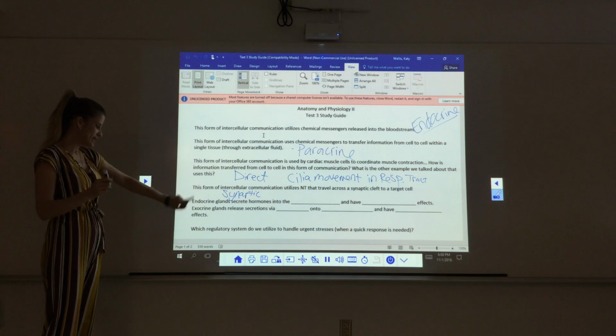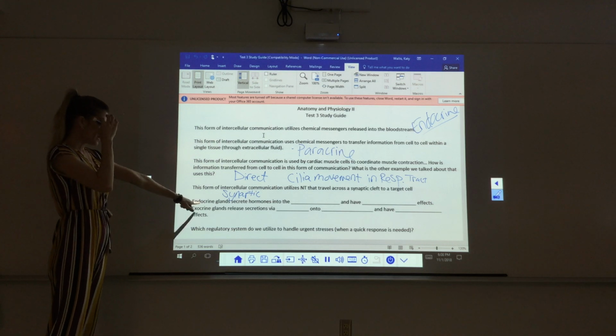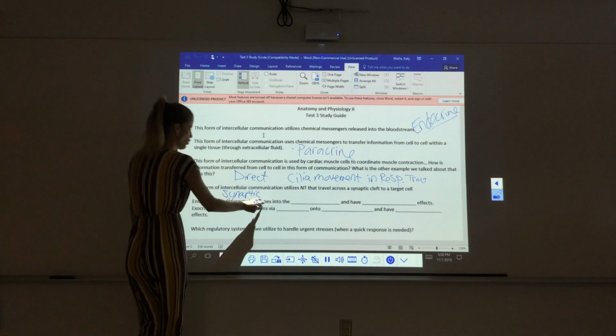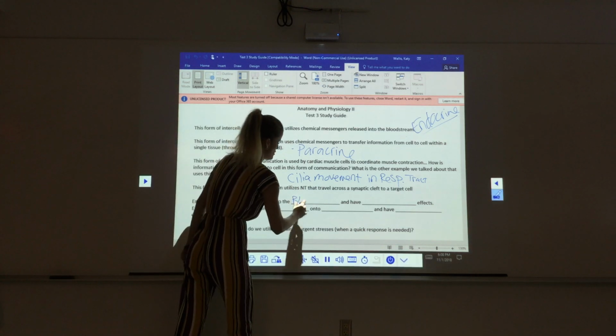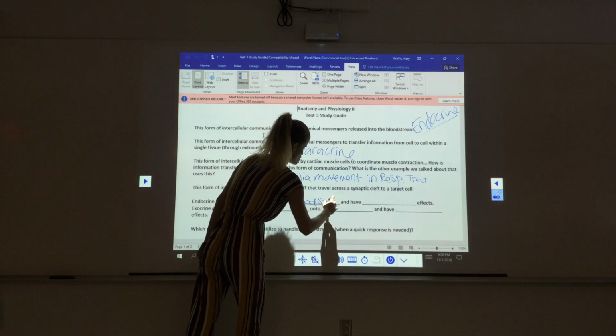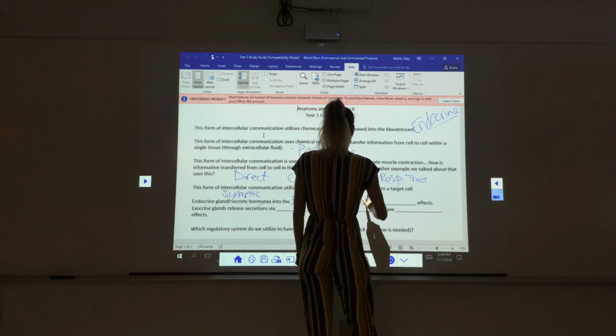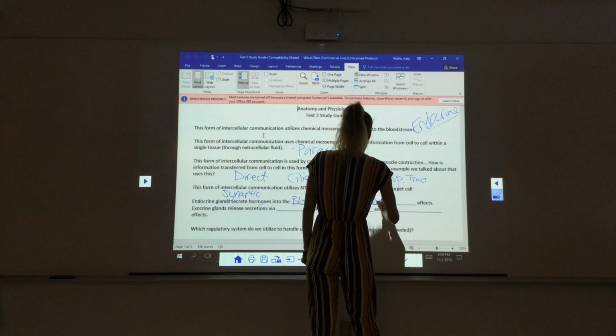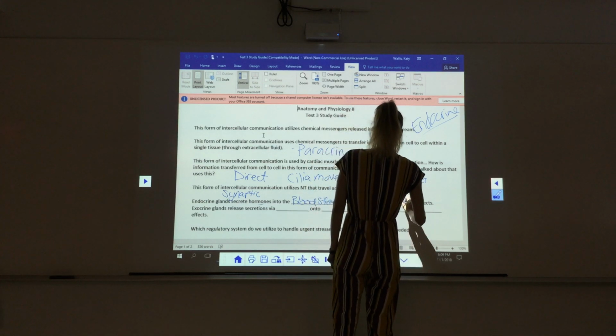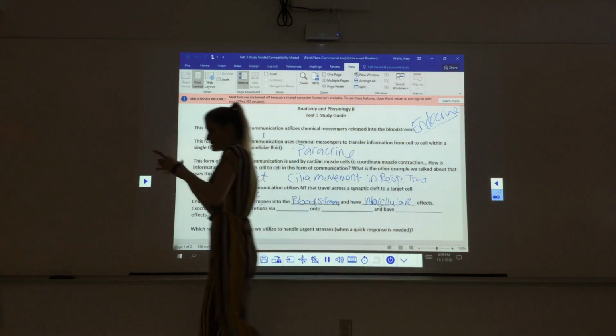Endocrine glands versus exocrine glands. So endocrine glands secrete hormones into the bloodstream, and do they have intracellular or extracellular effects? Intra. Right? They bind to receptors and they cause some sort of effect in that cell.